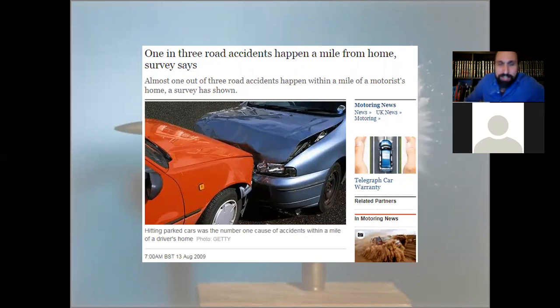Suppose you read an article and it says 1 in 3 road accidents happen a mile from home. Let's suppose that this is true. Let's suppose that this was done well.